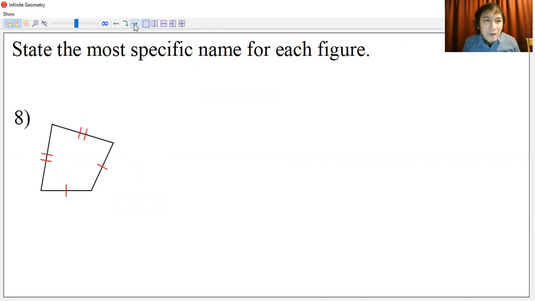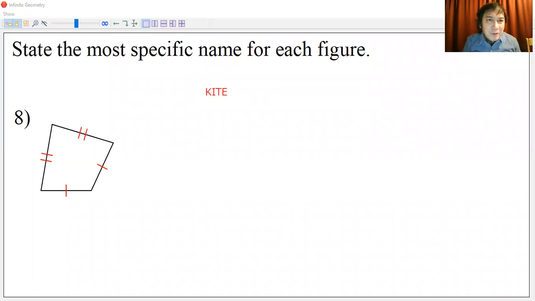Number 8. Okay, all right. This is another figure with these two equal and the other two equal. So this must be a kite. I would say it's a kite.